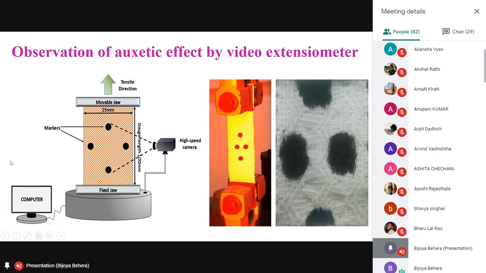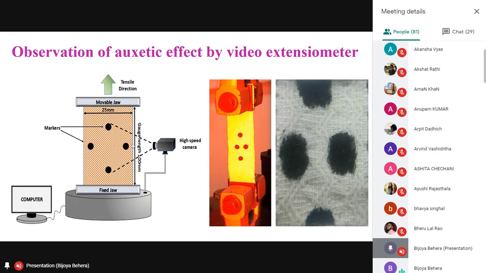This is auxetic fabric. When you try to extend this in the warp direction, you will find these 2 points in the weft direction, they will also go apart. It means the fabric is also extended in its transverse direction. So you know the change in the warp direction, you know the change in the weft direction, both are extensions. So you can find out the lateral strain over longitudinal strain, which is nothing but Poisson's ratio.